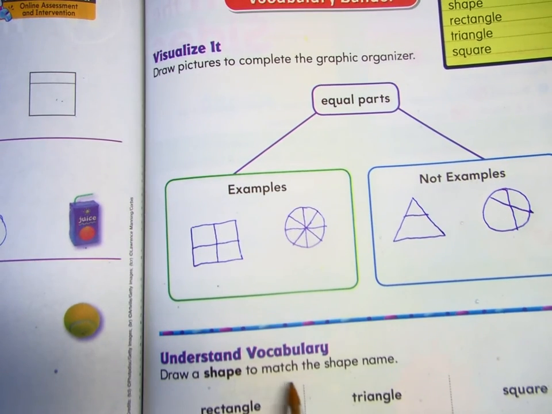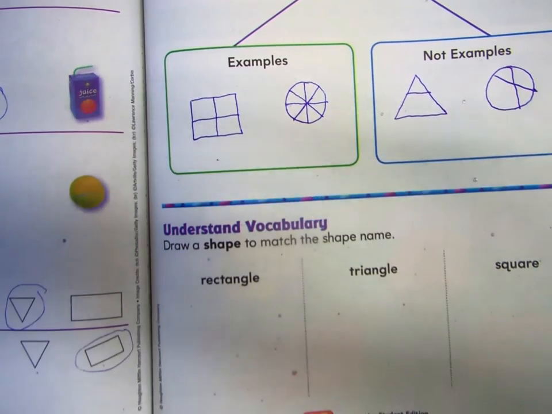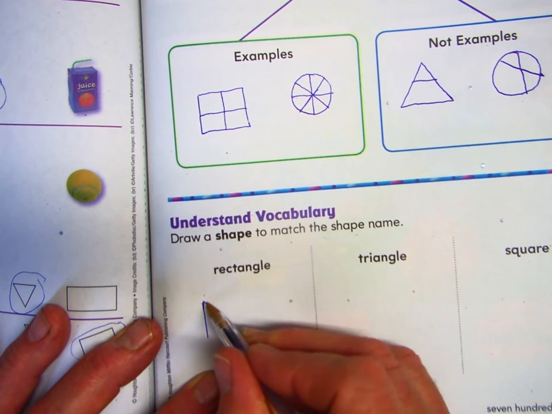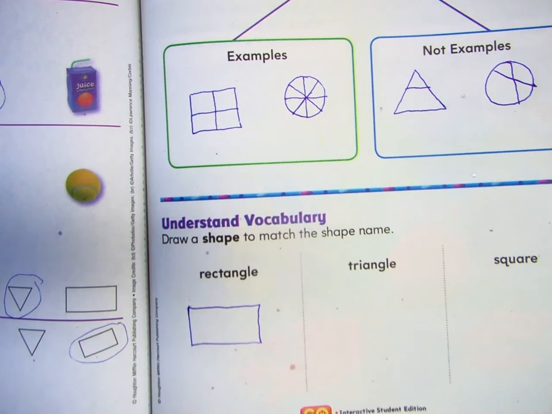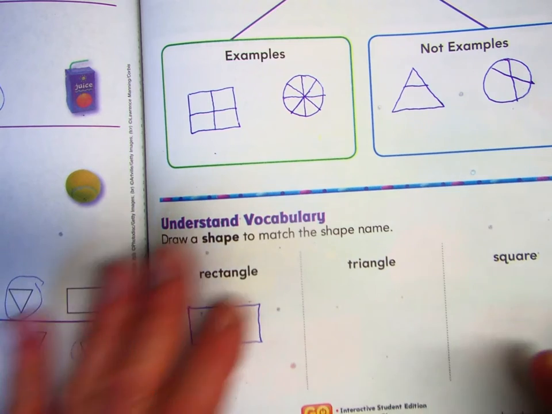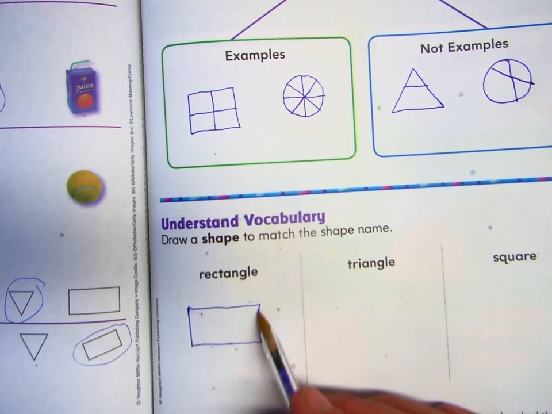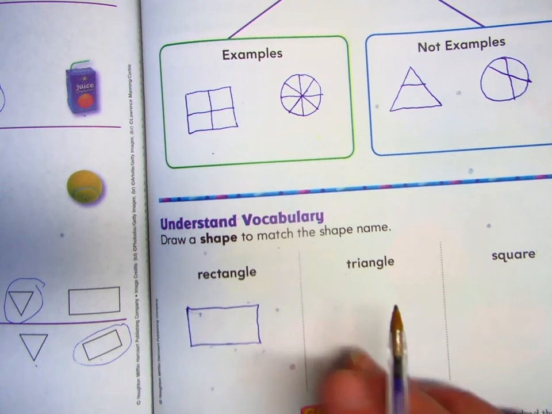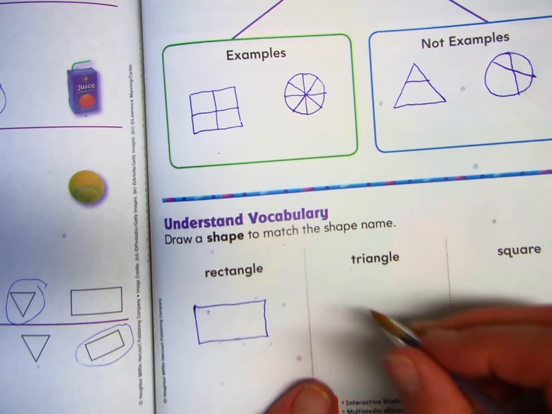Draw a shape to match the shape name. What's it say? Rectangle. How do we do a rectangle like this? Four sides. 2 going one way and 2 going this way. They don't have to all be equal, but the top has to be the same as the bottom, and the right side has to be the same as the left side. What's that say? Can you do that one yourself? Okay, now I'm going to try.